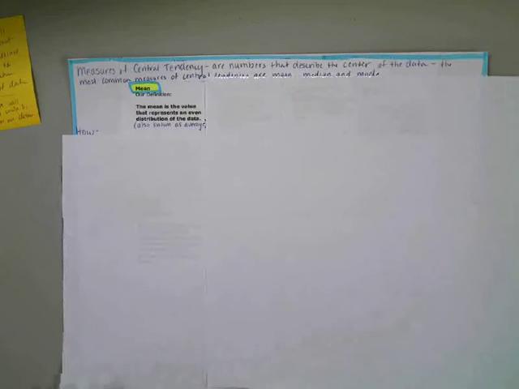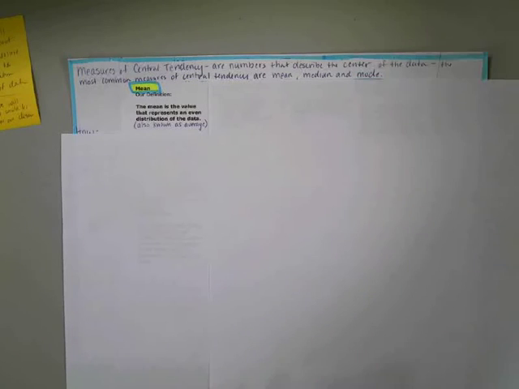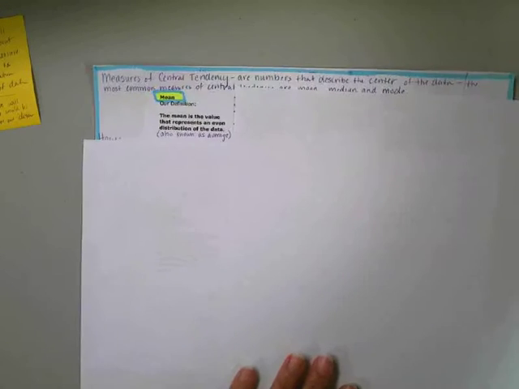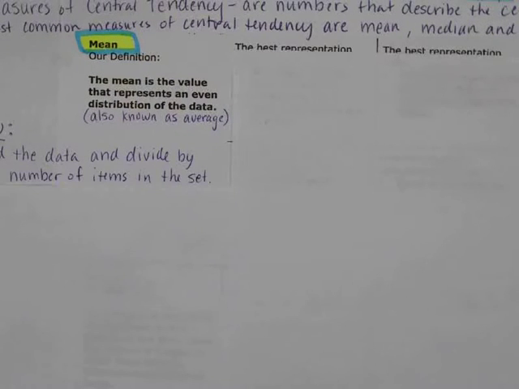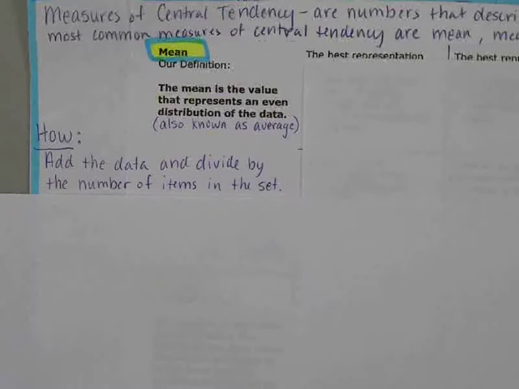So the first measure of central tendency we're going to look at is mean. I'll zoom in here a little bit. The mean is the value that represents an even distribution of the data. We also know this as average. So how do we find the mean? We're going to add the data and divide by the number of items in the set. If you need to pause and write these things down, that's okay.